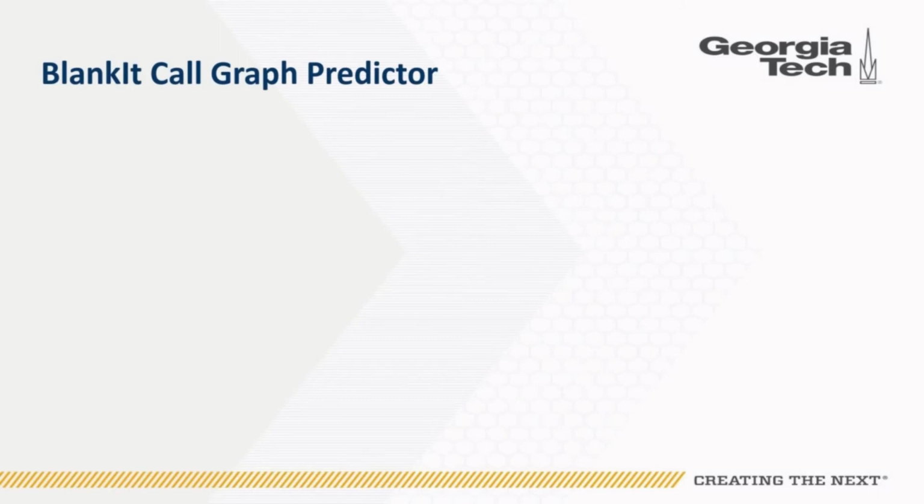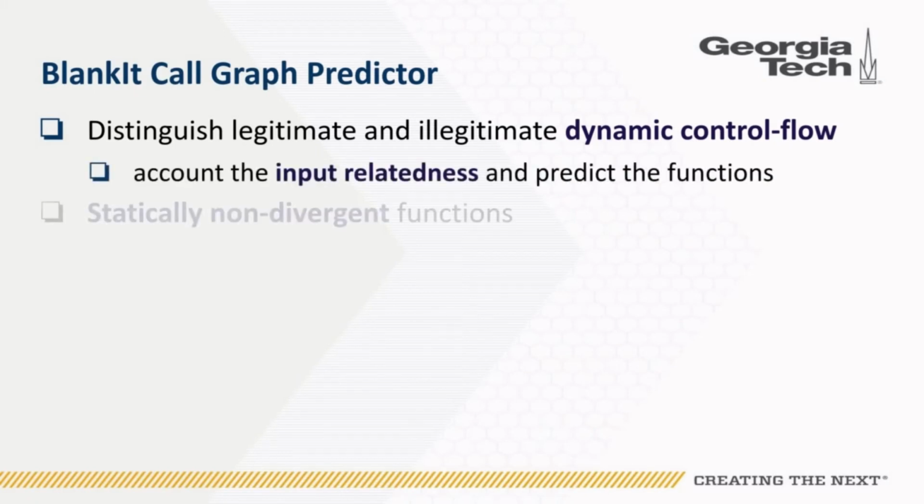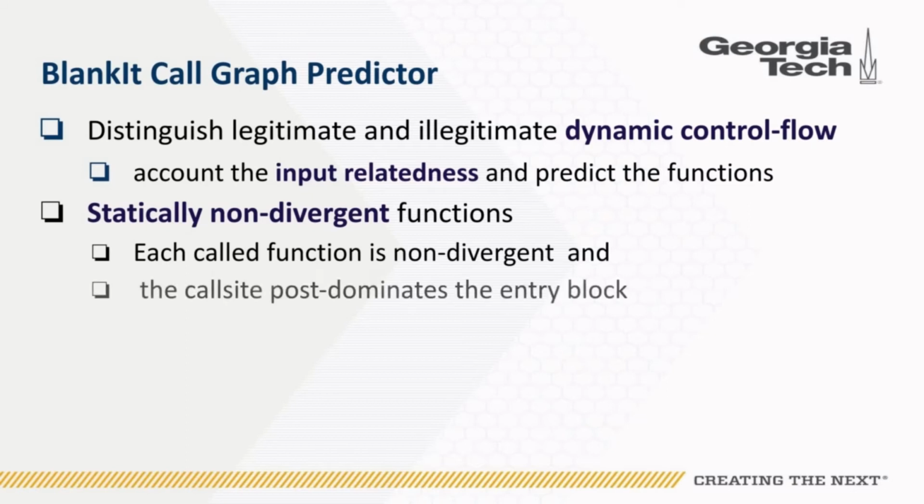The predictor must distinguish between legitimate dynamic control flow and an illegitimate counterpart. If a library function is non-divergent, all dynamic calls of the function will result in the same call chain, making prediction trivial. A function is non-divergent if every call site within a function post-dominates the entry block of the function and the called function is itself non-divergent. In glibc, we found that 737 functions, roughly 27%, are statically non-divergent, and the remaining 1985 functions need dynamic predictions.